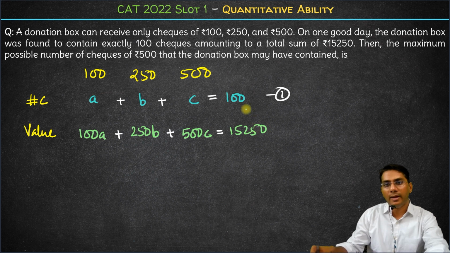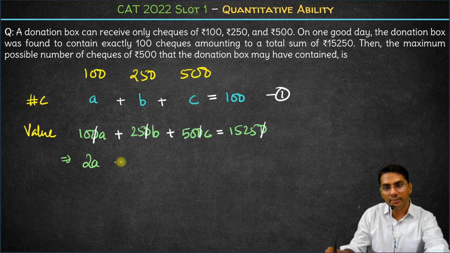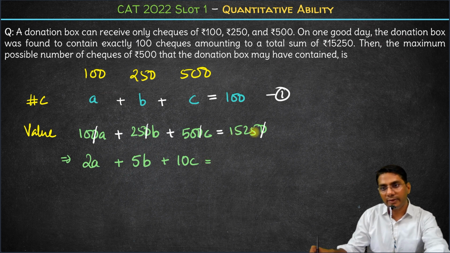Now let's first simplify this. All of this can be divided by, or first of all, a factor of 10 cancels out here, right? Again, all of these can be divided by 5. So this by 5 is 2A plus 25 by 5 is 5 into B plus 50 by 5 is 10 into C, which is 1525 by 5, which is 305. Let's call this the second equation.